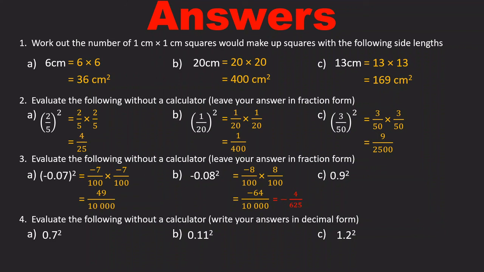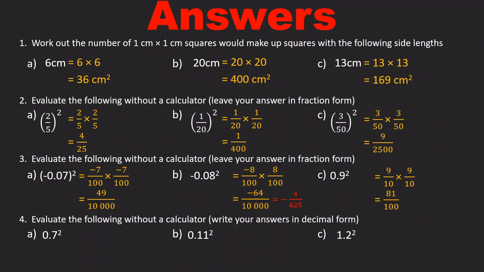Question C, that's 9/10. So 9/10 times 9/10. And 9 times 9 is 81. 10 times 10 is 100. That's 81/100. Question 4. First, let's convert this to a fraction.